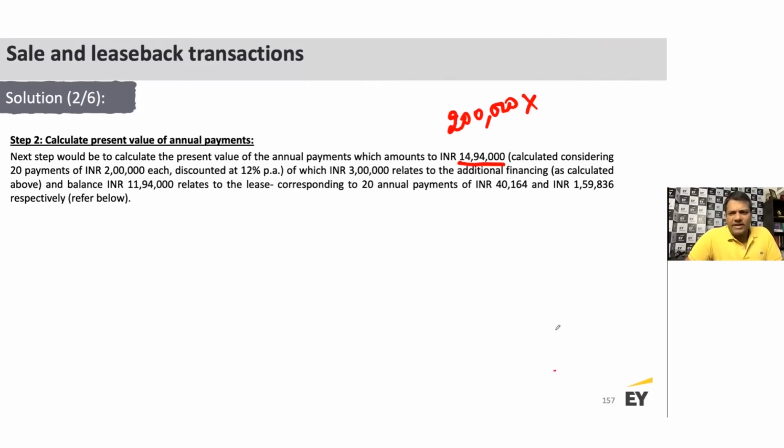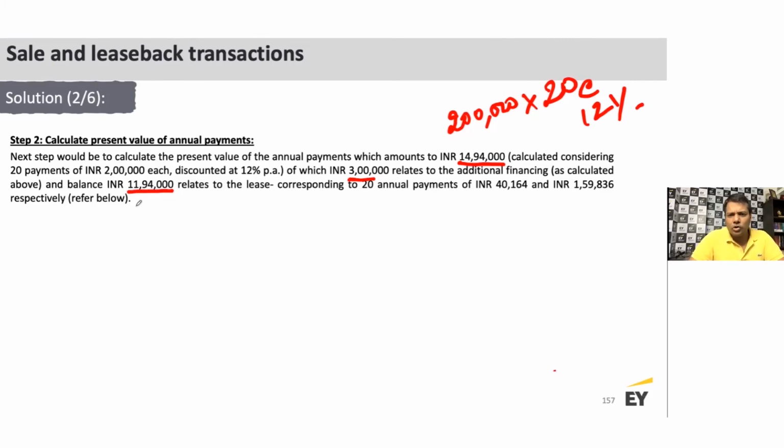So step one was to calculate the additional financing component. Step two, I'm going to calculate the present value of the annual payment, where I'm paying 2 lakh for 20 years. If I discount it at 12%, I get 14 lakh 94,000, of which 3 lakh relates to the additional financing component. So 14 lakh 94,000 minus 3 lakh, that is 11 lakh 94,000, is what I'm paying for the lease component.